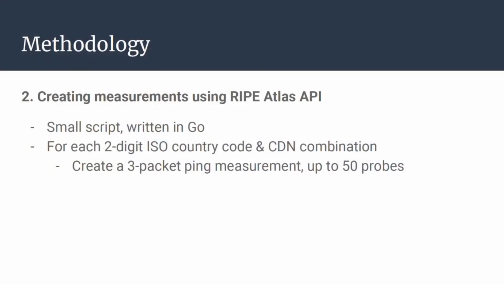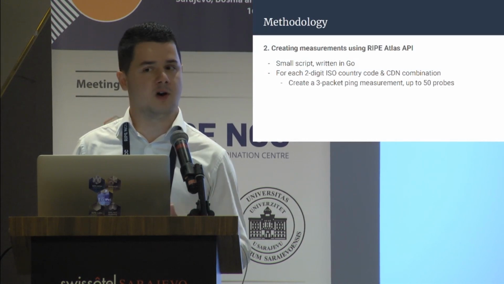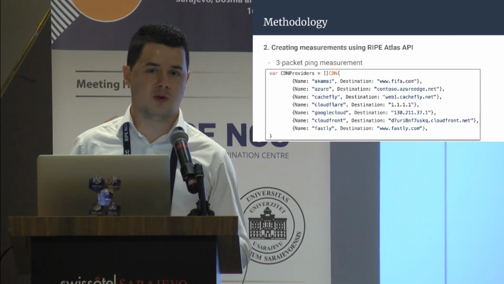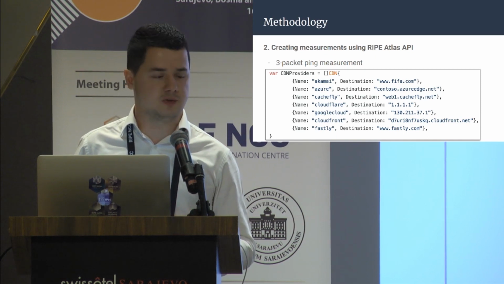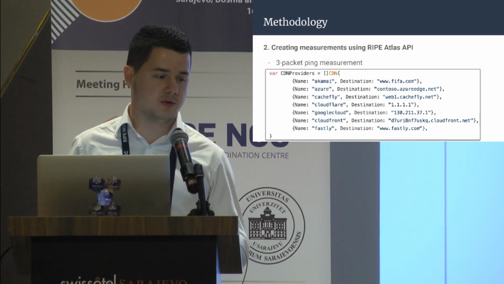And so, when all the CDNs were chosen, we decided to use Go for its concurrency nature and write a script in less than 200 lines that would go through all the ISO codes of the countries, combine them with all the possible combinations of CDNs that we defined before, and create a 3 packet ping measurement to the RIPE Atlas API, selecting up to 50 probes, and using different tags to filter out all the unavailable probes or probes that are not connected.